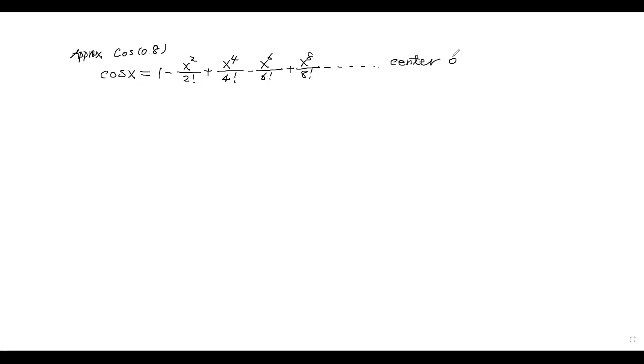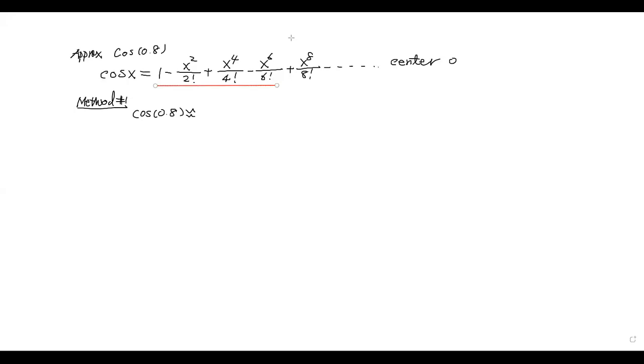The first thing is we want to approximate 0.8. We just want to use the Taylor polynomial centered at 0. So this is method number 1. We just center at 0, and then we can directly plug in our number, for example, cosine 0.8. The problem asks us to use the first 4 non-zero terms.